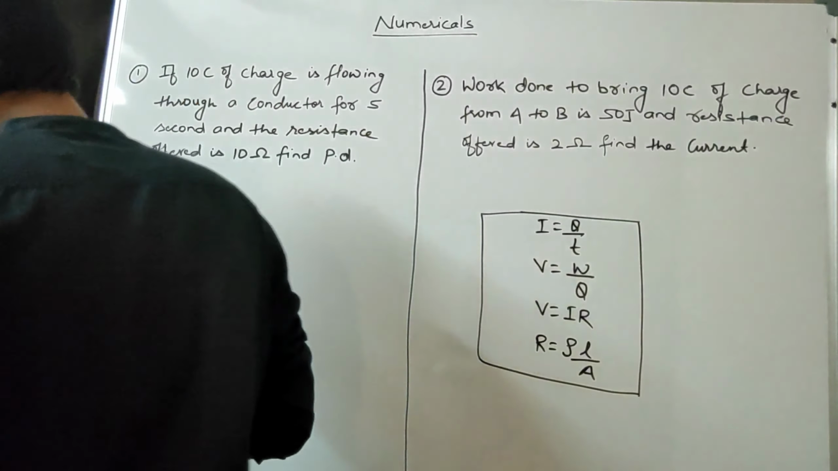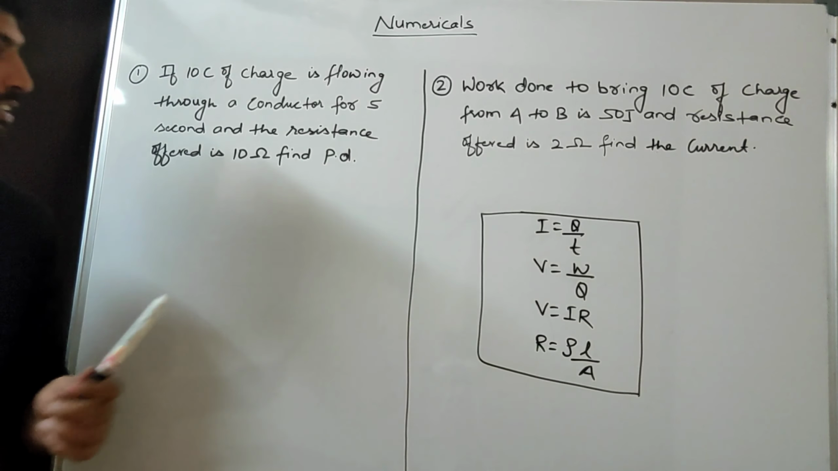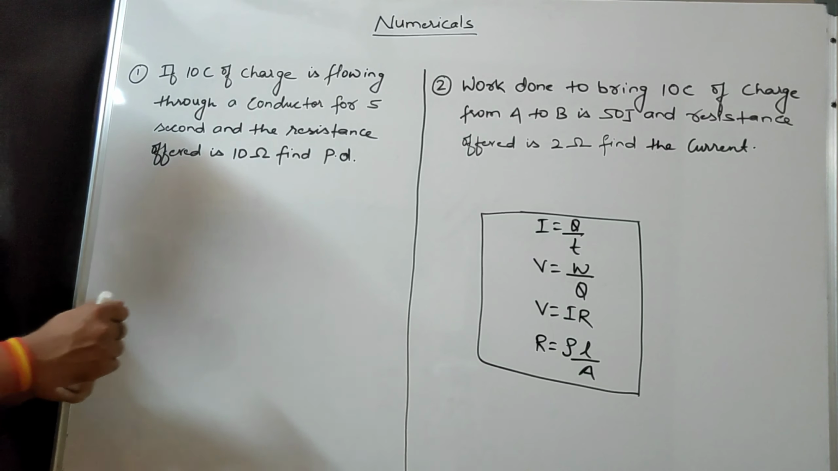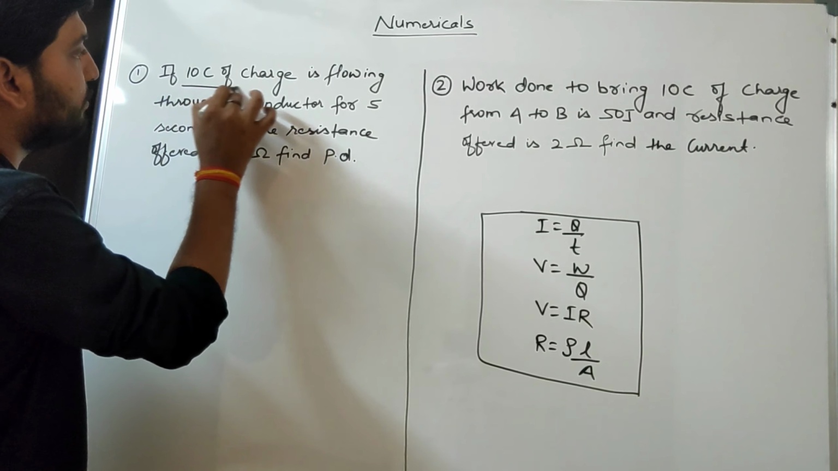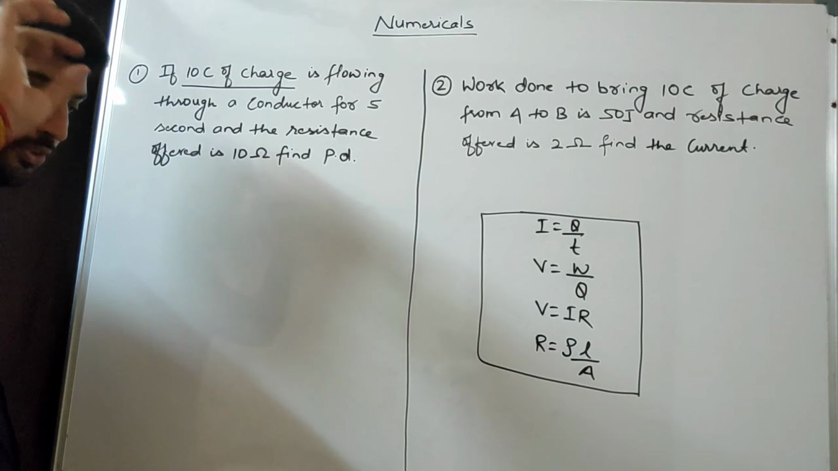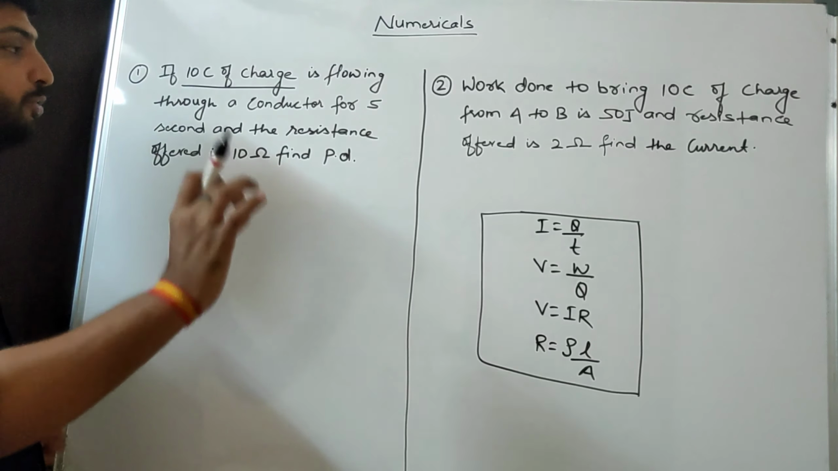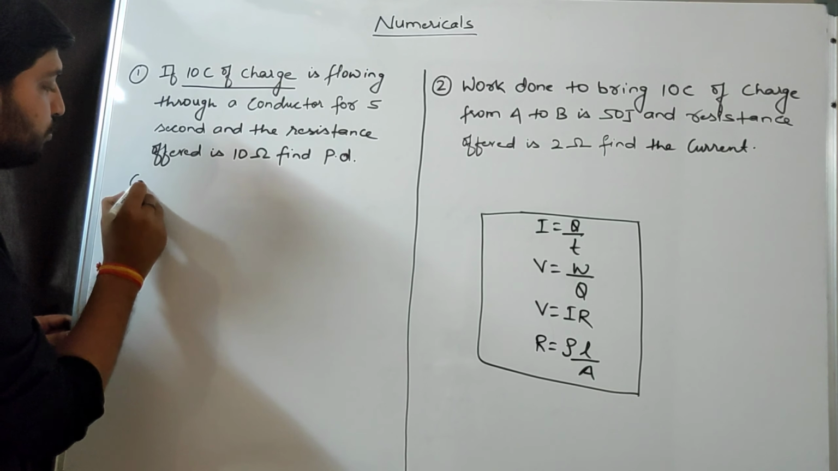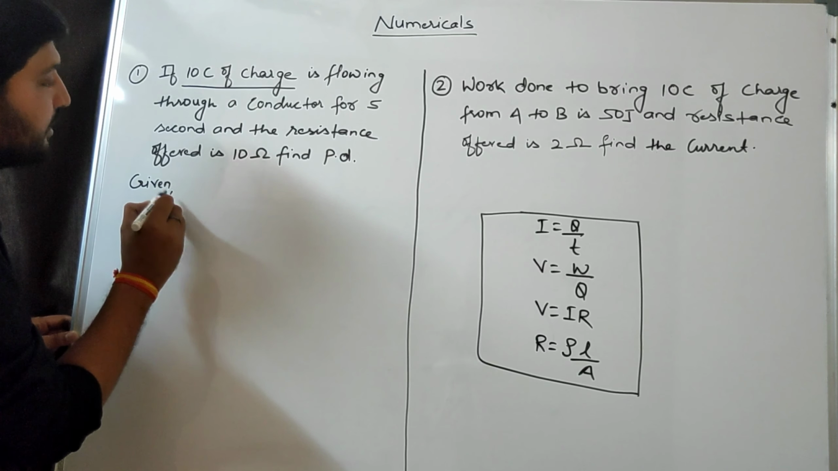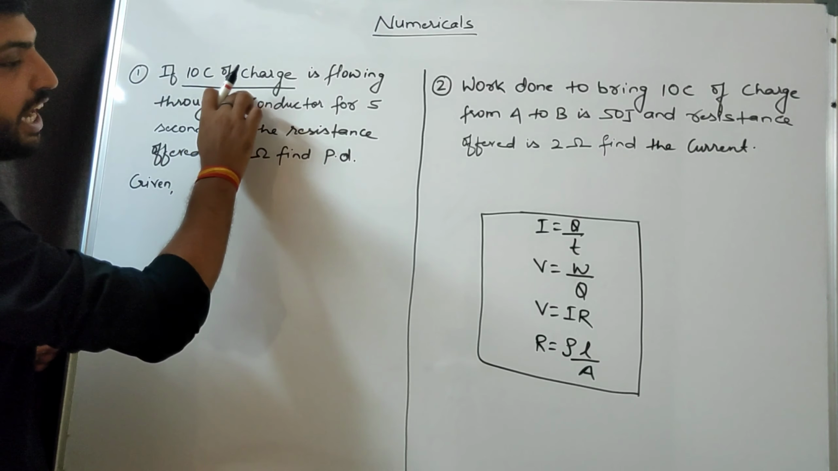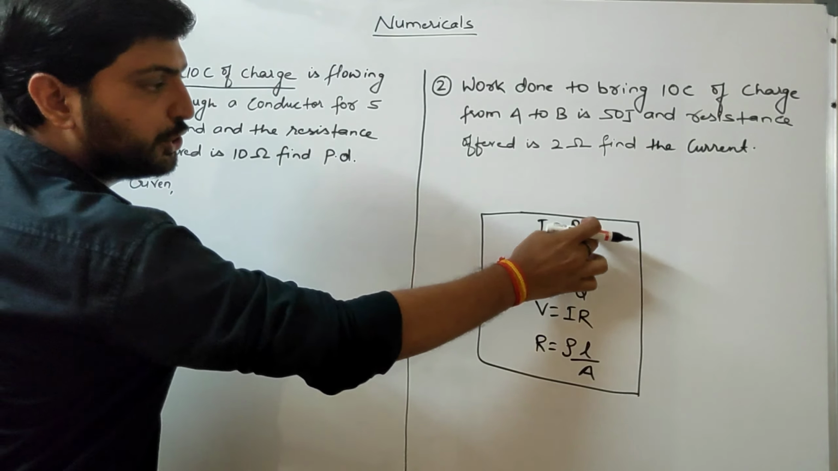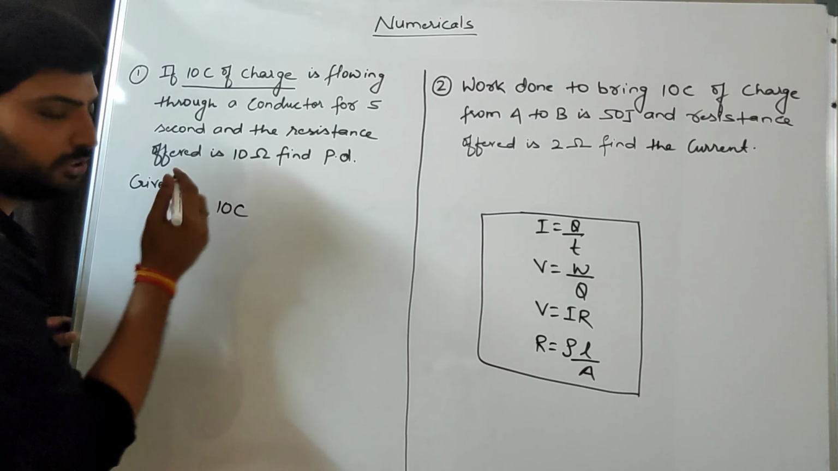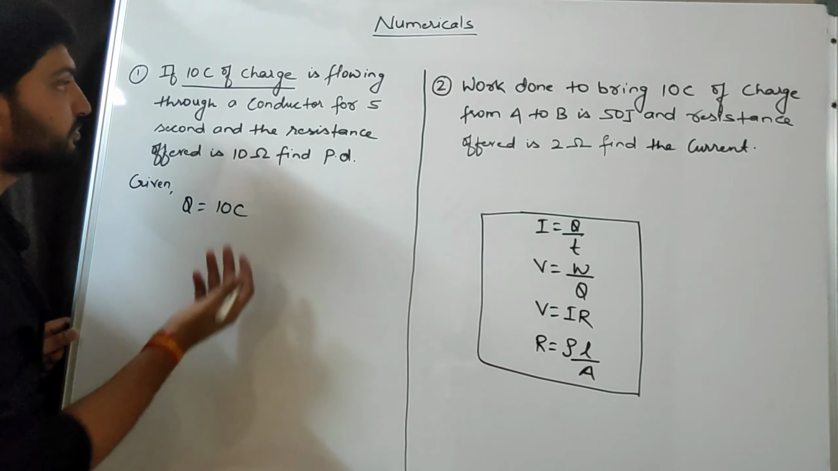Okay, first question, just see the first question. What is the first question? If 10 coulomb of charge, mark that. For solving any numerical, when you read the question, whatever you get, write it in the given. So we will write in given. What is given? 10 coulomb of charge. Charge is represented by Q. It means Q is given. Q = 10 coulomb. Coulomb is the unit of charge, you know.